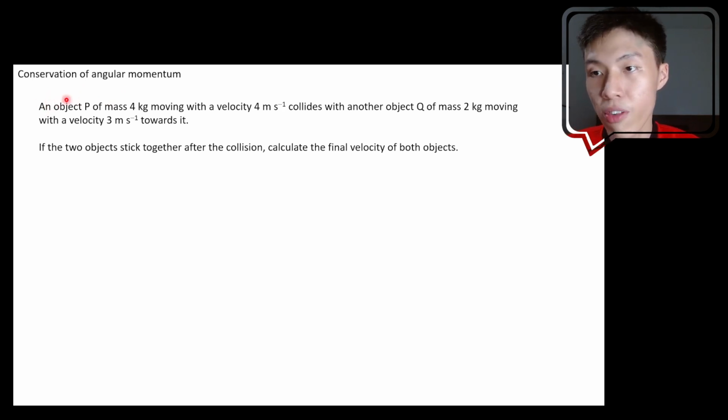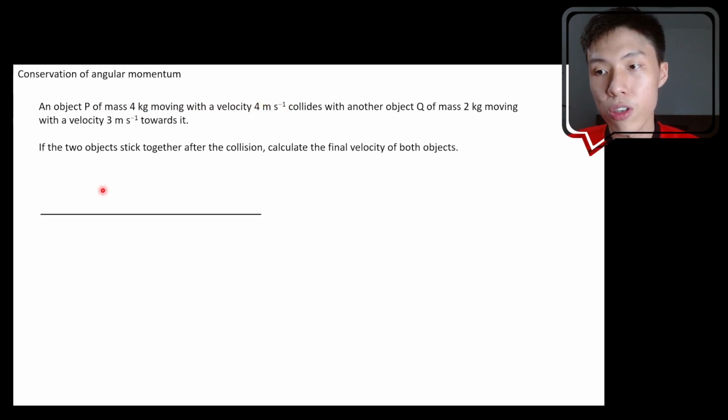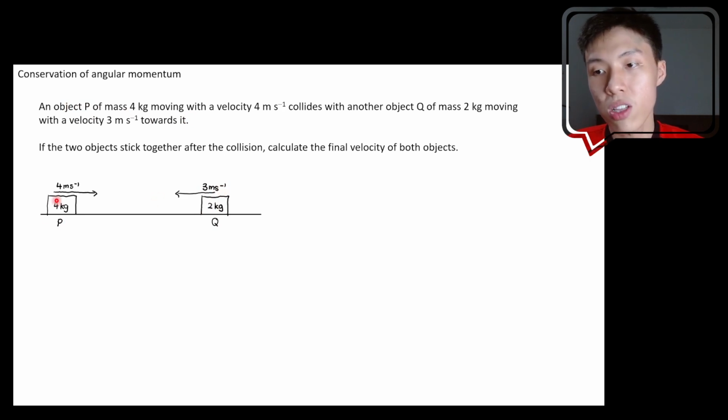It says here that you have an object P, which has a mass of 4 kg and is moving with a velocity of 4 meters per second. If I visualize the situation, object P is 4 kg, moving at 4 meters per second. It will collide with another object, which we call object Q. Object Q has a mass of 2 kg and moves with a velocity of 3 meters per second towards P.